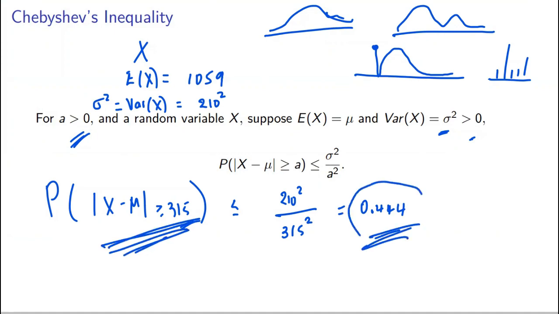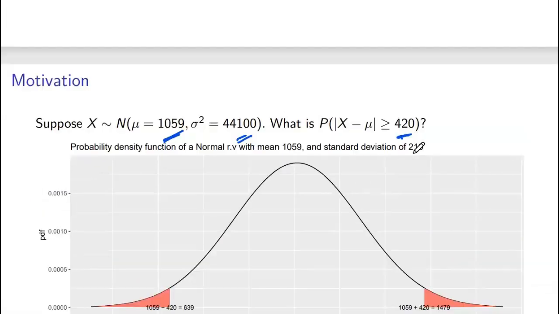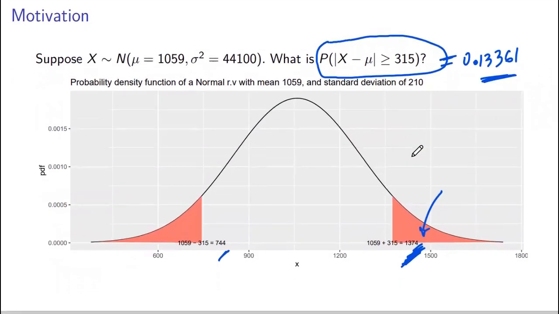And this value, 0.444, is higher than what we found with exactly the same expected value and variance above for the normal distribution. What did we find that to be equal to? We found that to be equal to 0.13361, and that is less than or equal to 0.444. So when we know specifically what distribution the random variable follows, we can be precise.